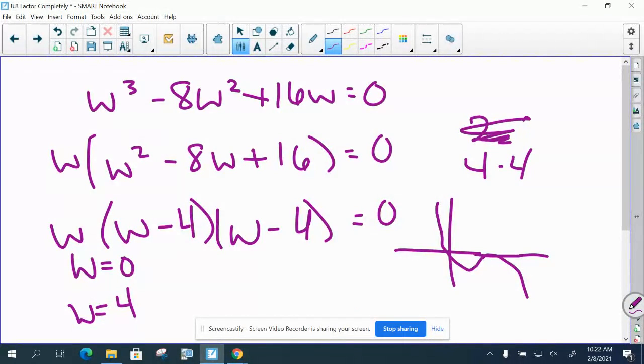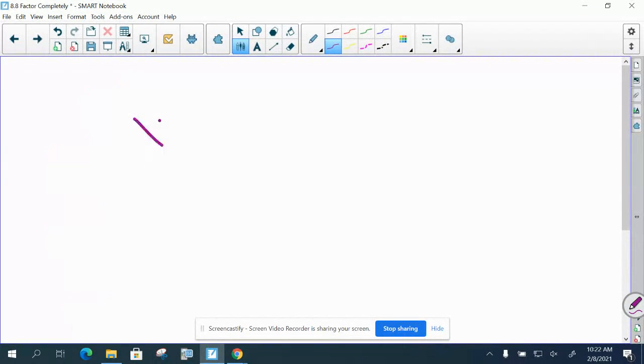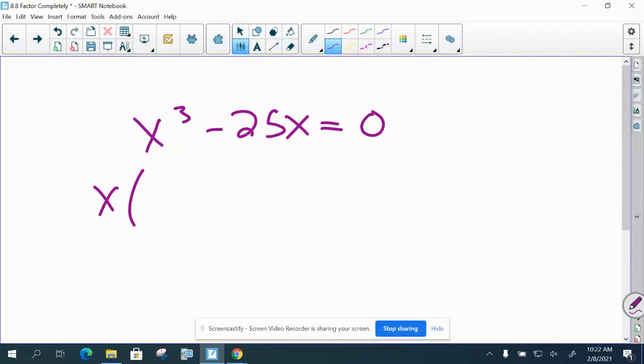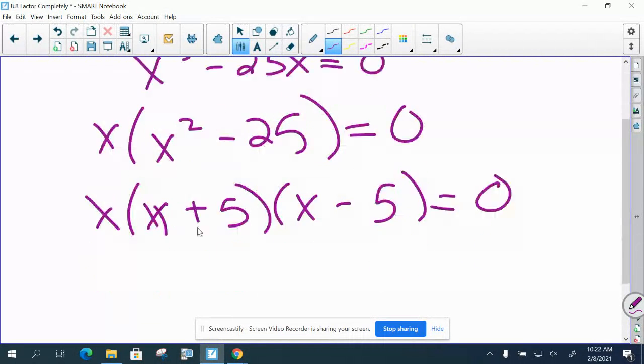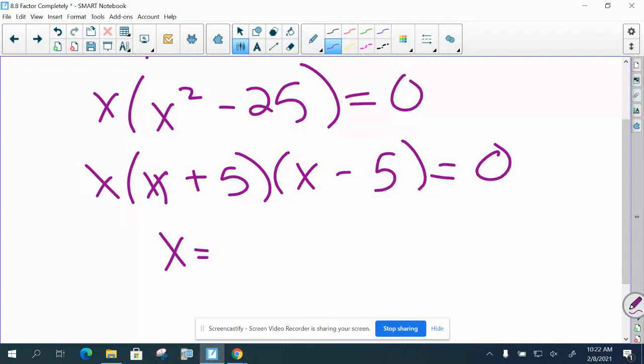Right, and then one more example. We have x to the third minus 25x. So here I would factor out an x, and then you're left with x squared minus 25. And then this is a difference of squares, so you would factor it as x plus 5 times x minus 5. And then your solutions would be 0, negative 5, and positive 5.